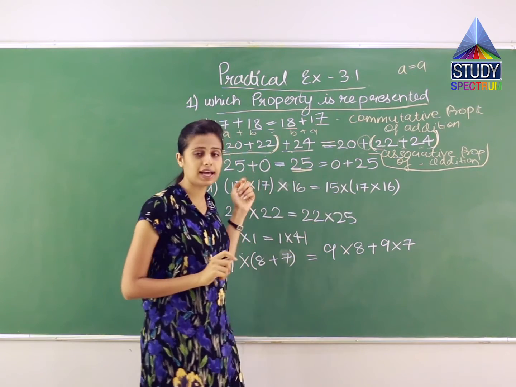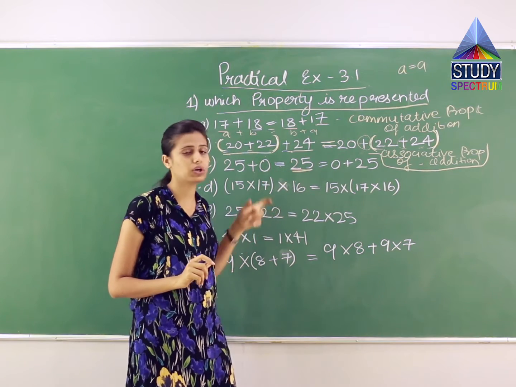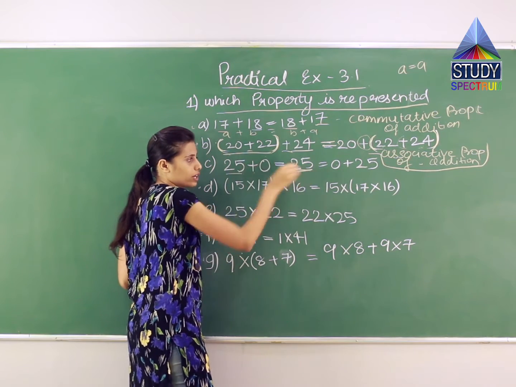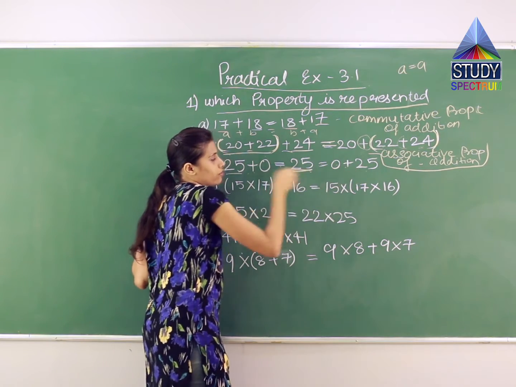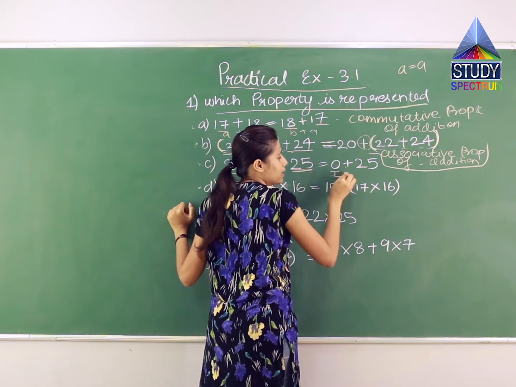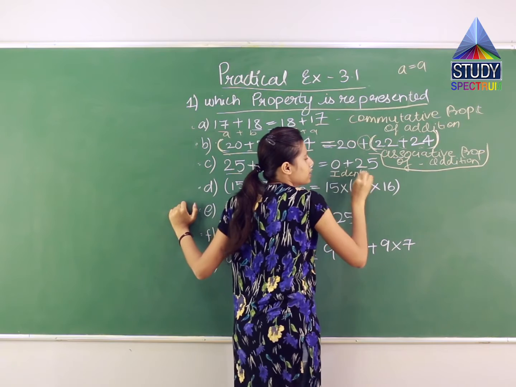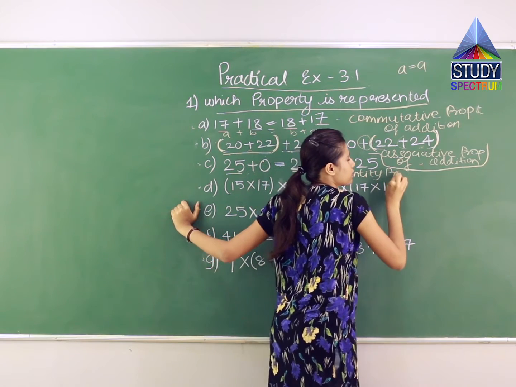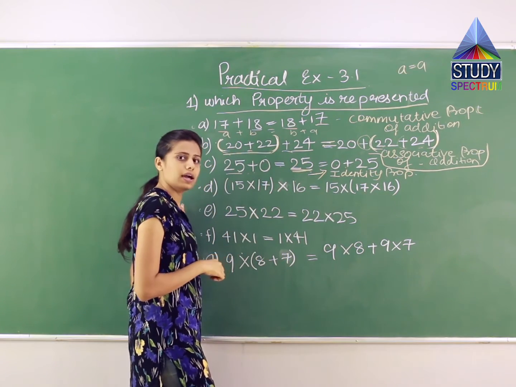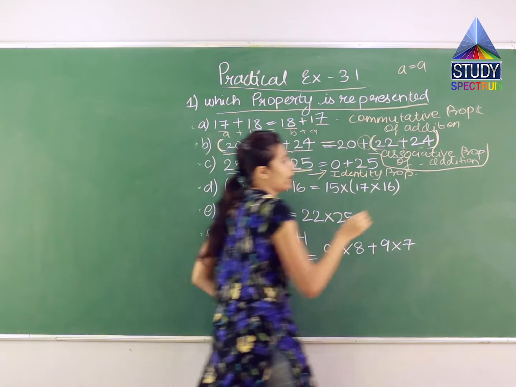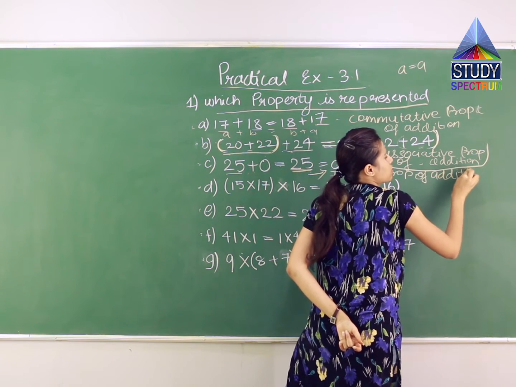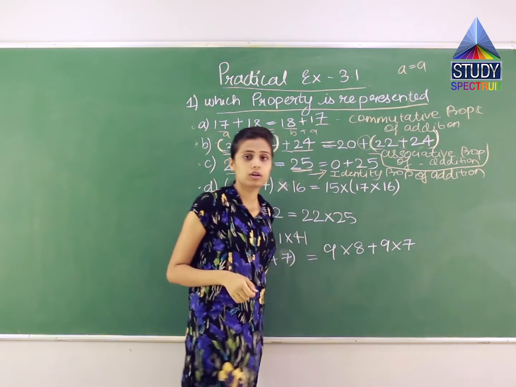So over here also they are saying that 25 plus 0 is equal to 25. Means what? This 25 has come back, the same 25, and 0 plus 25. So this property is what? Identity property. So I'll write identity property. Right? So the answer for this is identity property of what? Of addition. So I'll write of addition.